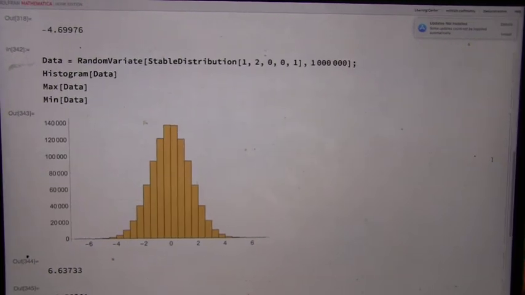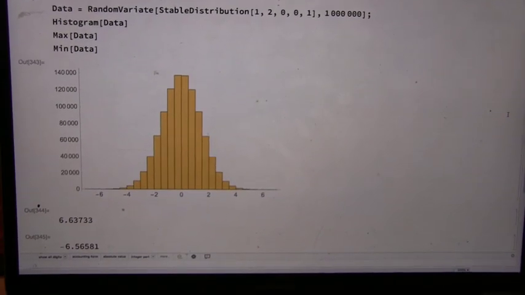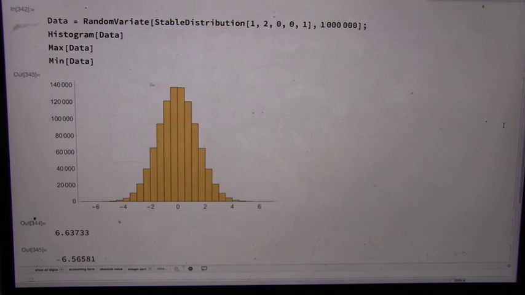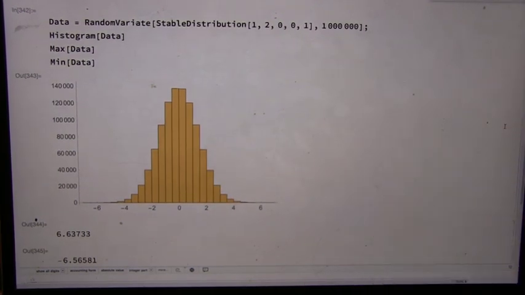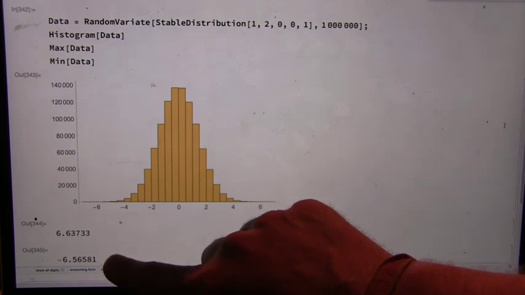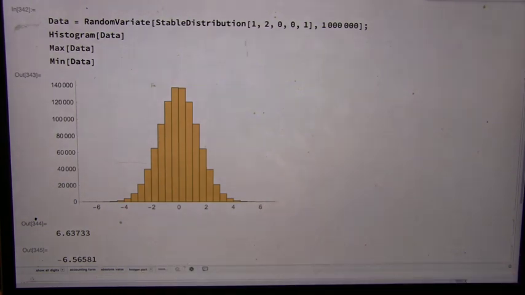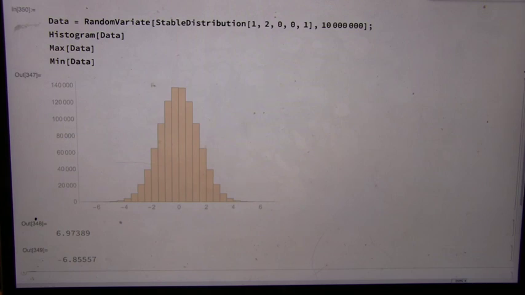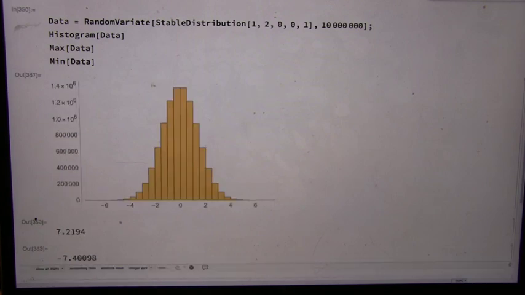I gotta lower the camera a little bit rather than just playing with the screen. You see, in 1,000,000 runs, when I put the parameter equal to 2, it stayed pretty nearby. Right? I didn't have the huge extreme variations, and it seems pretty consistent. If I do 10 million runs, so 2, they're just a little larger.